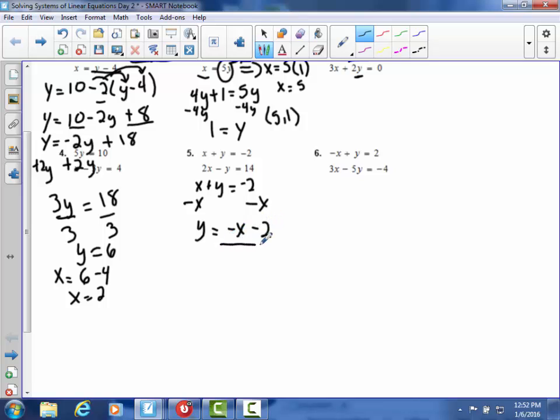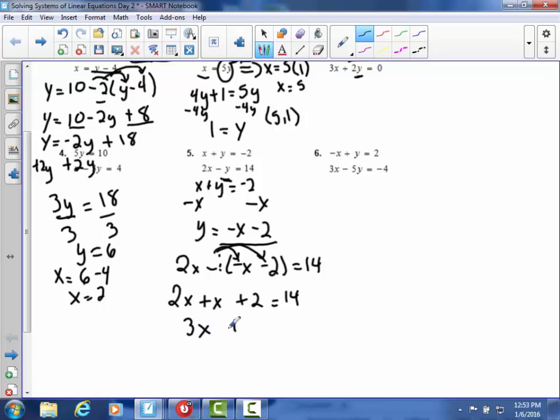Then I'm going to take the negative x minus 2 and substitute it in for the y in the second equation. So 2x minus, and then negative x minus 2 equals 14. All right, so there's an understood 1 here, so I distribute the negative 1 to both the negative x and the minus 2, and I get 2x plus x plus 2 equals 14. So 3x plus 2 equals 14.